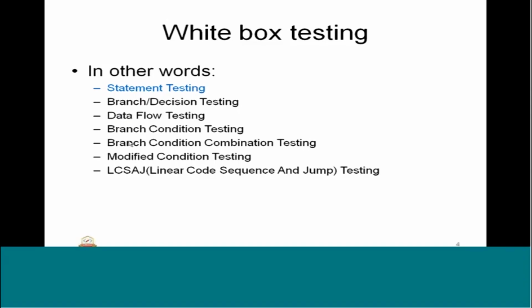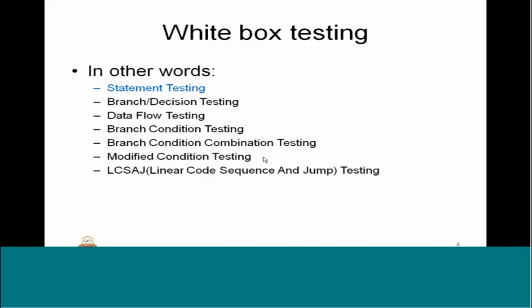The next one is a test case design technique in which test cases are designed to execute combinations of branch condition outcomes. That means we have different combinations of the branches. That is done with the help of branch condition combination testing. The next one is modified condition testing. Here, in this design technique, test cases are designed to execute branch condition outcomes that independently affect a decision outcome. That means the independence of that decision will be considered in this modified condition testing.